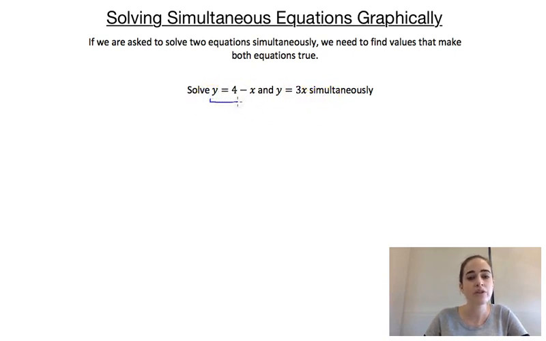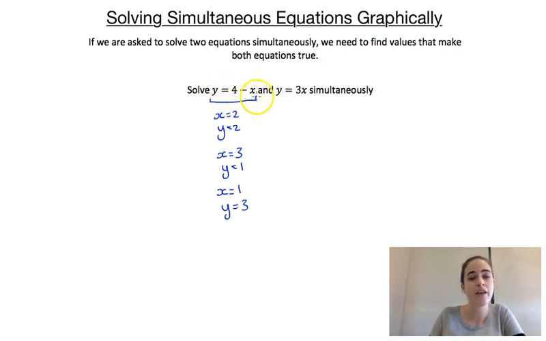If we looked at this equation just on its own, if we ignore this one for now, there's lots of answers that could make this true. For example, if we put x equal to 2, then y equal to 2 would make that sentence make sense because 2 is equal to 4 minus 2. Or we could have x is equal to 3, and that would make y is equal to 1. So we'd have 4 minus 3 is equal to 1. You could have it the other way around, x is equal to 1, which would make y is equal to 3.